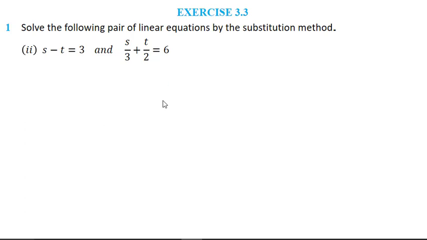The second question is, two equations are s minus t equals 3 and s upon 3 plus t upon 2 equals 6. Now here the first equation is fine, but in the second equation we have 3 and 2 in the denominator. So one way is that I will first simplify this equation by multiplying throughout with 6, which is the LCM of the denominators, and I will get a linear equation. Then I will solve both the linear equations as we have discussed in the first problem.